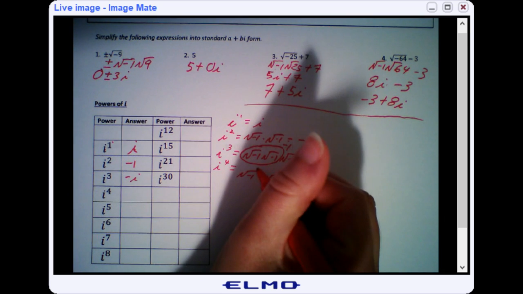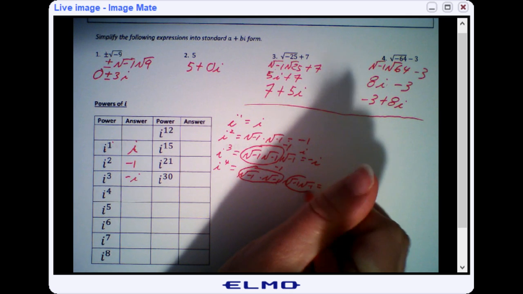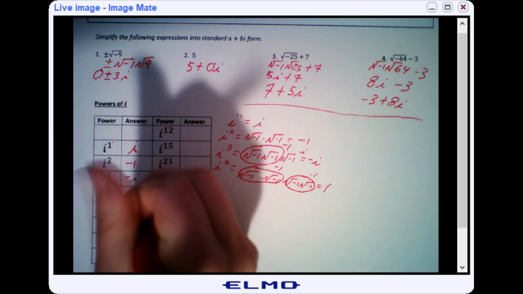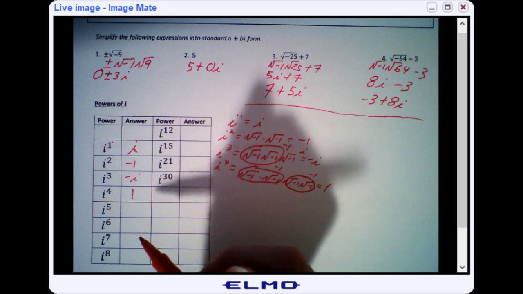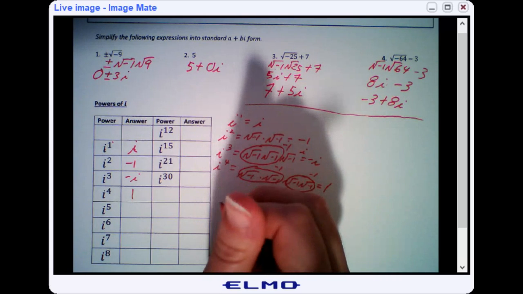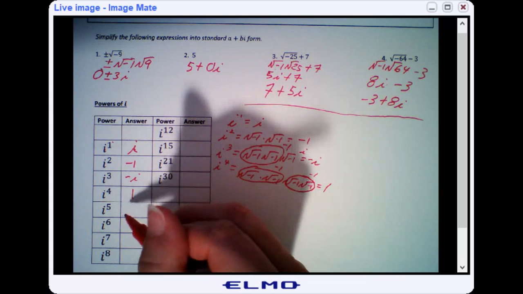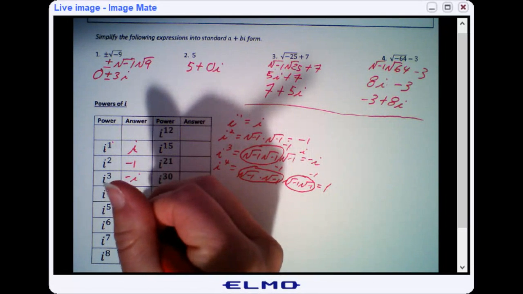So I know this right here is -1. This is -1, so that's going to give me +1. If I have i to the 5th, that means I've really got i to the 4th times another i. So we're just going to have i, because that's one i.